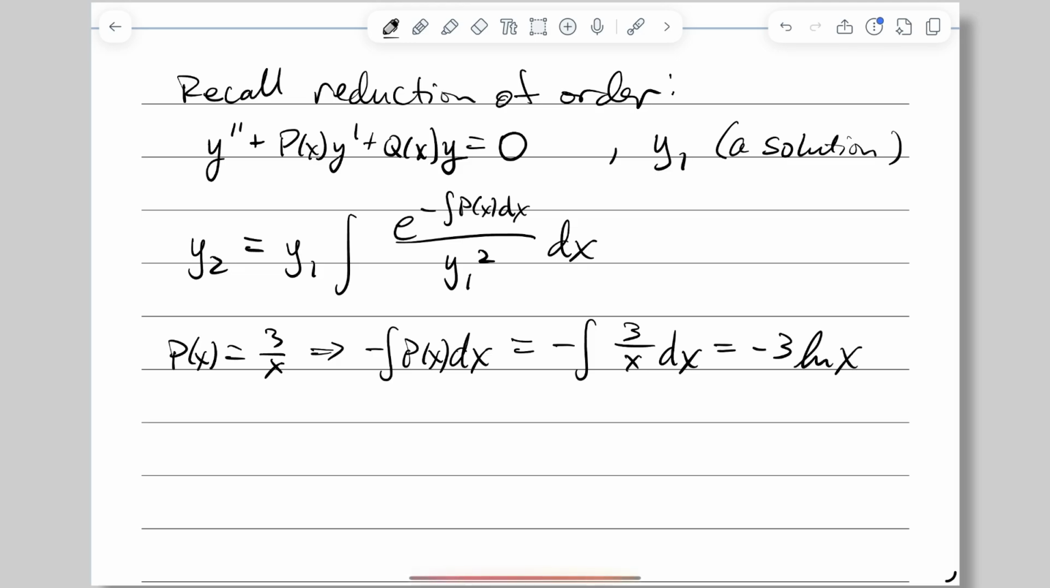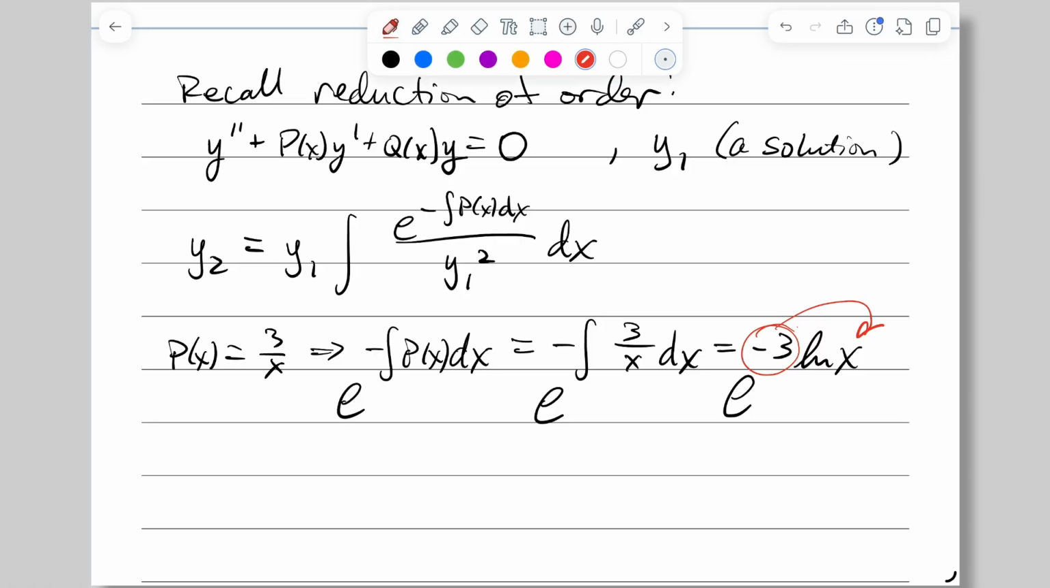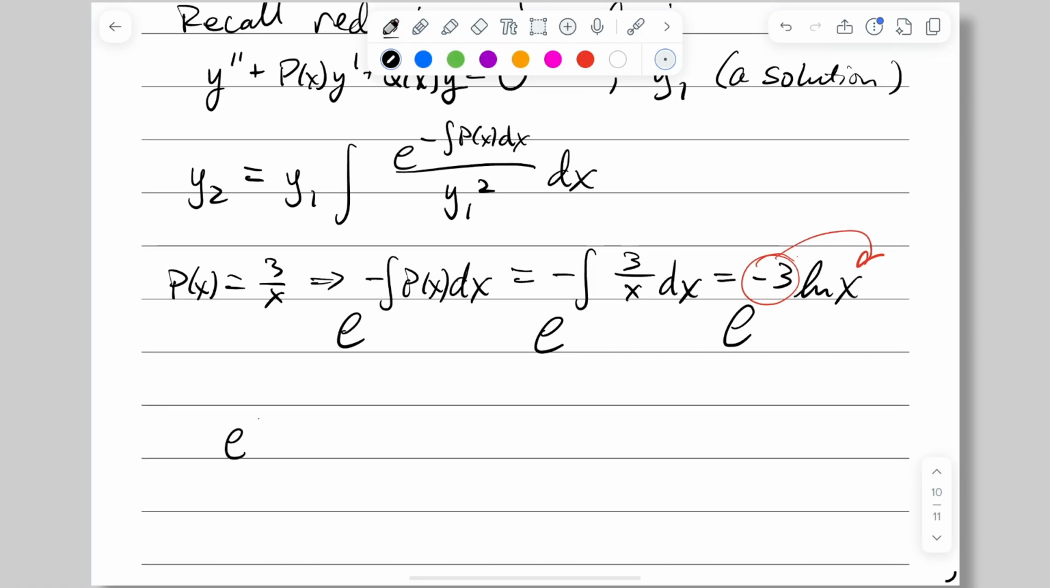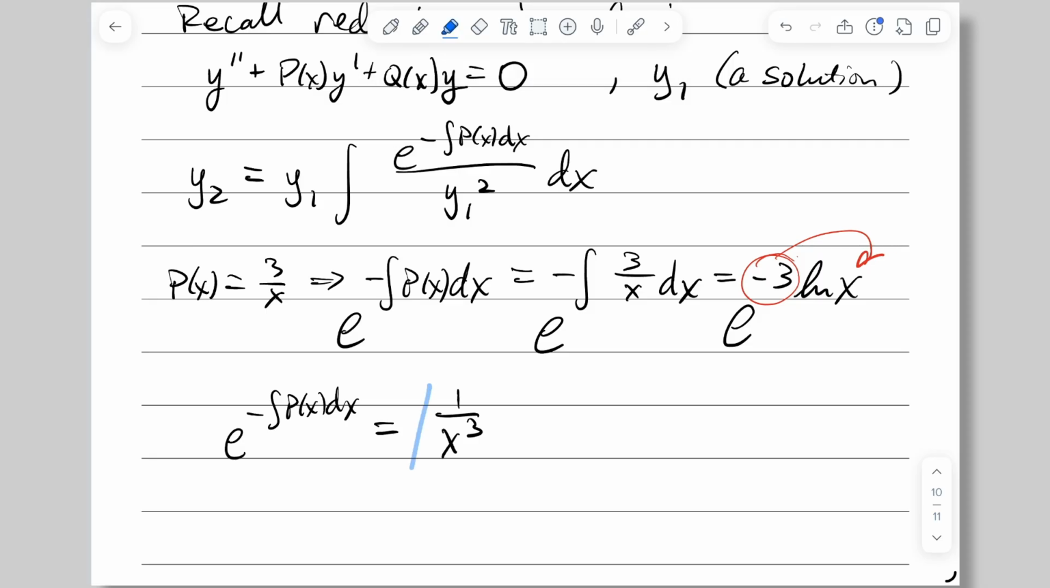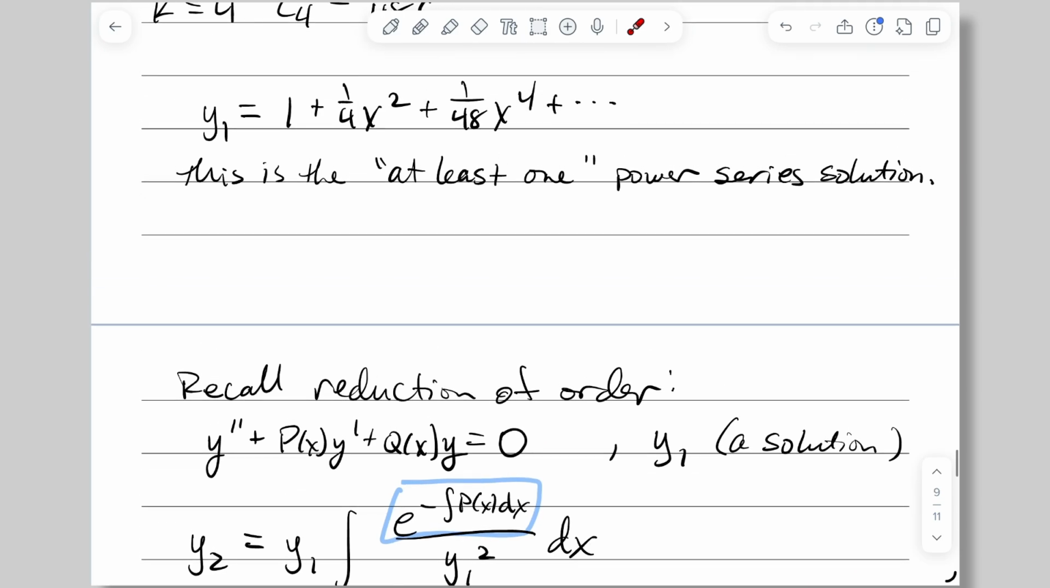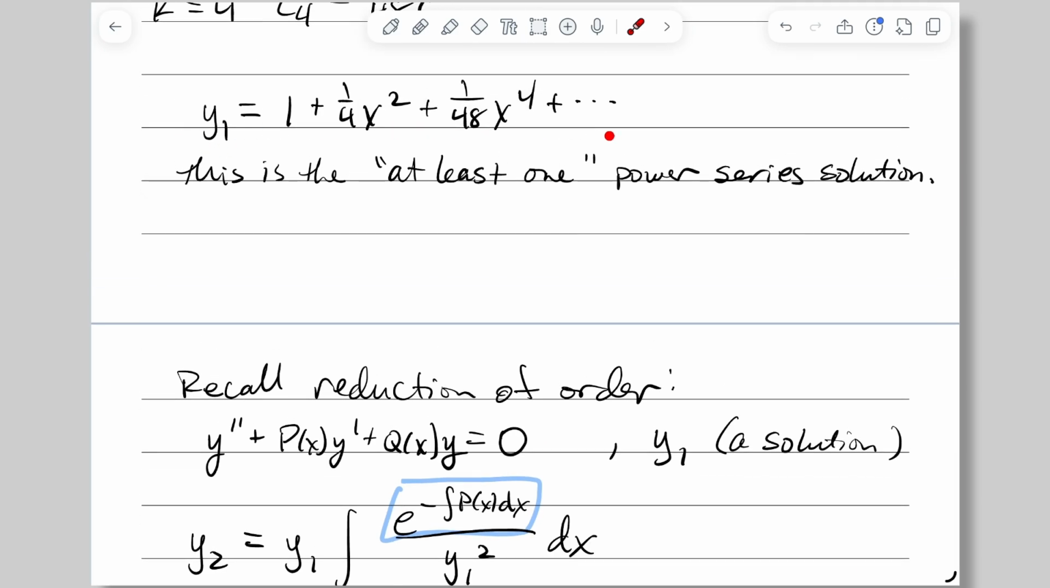Making that the exponent on e, and using the property of exponents that says that the coefficient of a log becomes the exponent on the argument, we find that e to the negative integral P of x dx in this case turns out to be 1 over x cubed. That's going to take the place of the numerator in the reduction of order formula. For the denominator, y1 squared, our y1 is an infinite series.